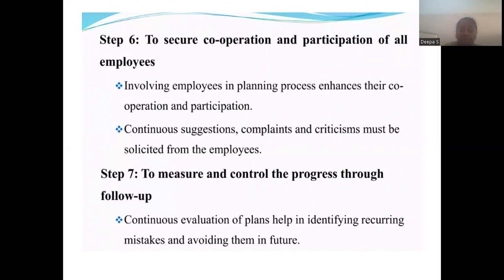There must be continuous suggestions, and compliance can be evaluated. Based on the cooperation of all the employees, finally you measure and control the progress of the flow. After continuous evaluation of your plan, you identify if there is any error, so you can correct your mistakes and avoid them in the future. These are the basic steps in the planning process. So thank you, students.